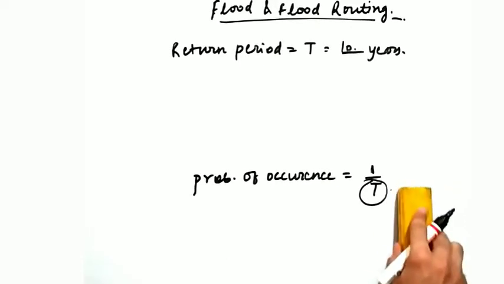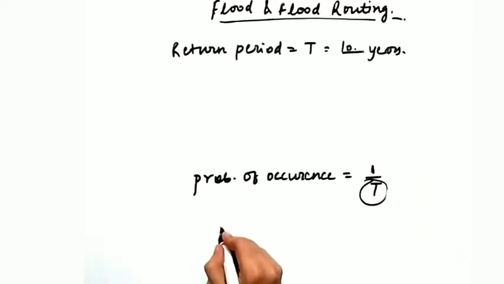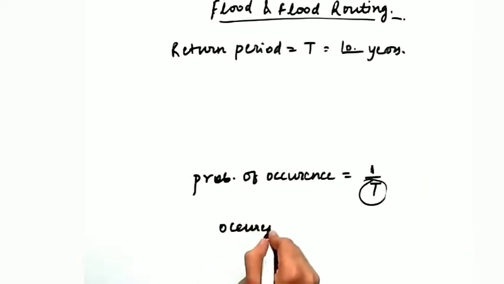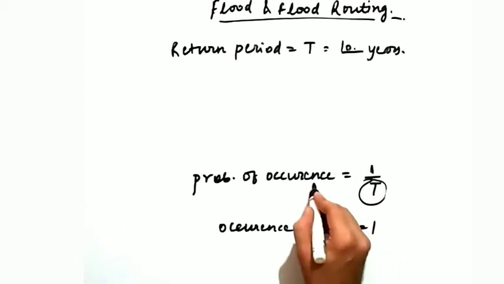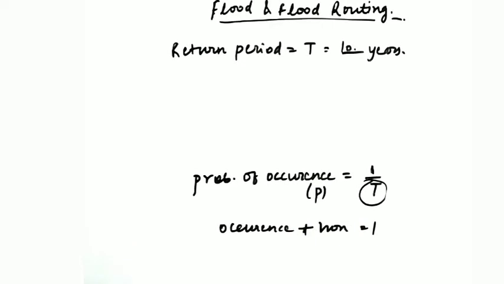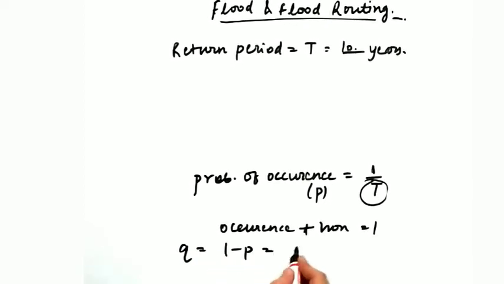Now you know that the sum of occurrence and non-occurrence probabilities is always equal to 1. This is denoted by p. So if I ask you what is the probability that this particular flood will not occur, that means q, the probability of non-occurrence, will be calculated by 1 minus p, that is 1 minus 1 by t, that is t minus 1 divided by t.